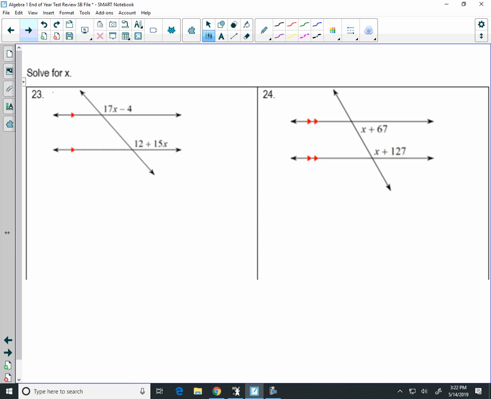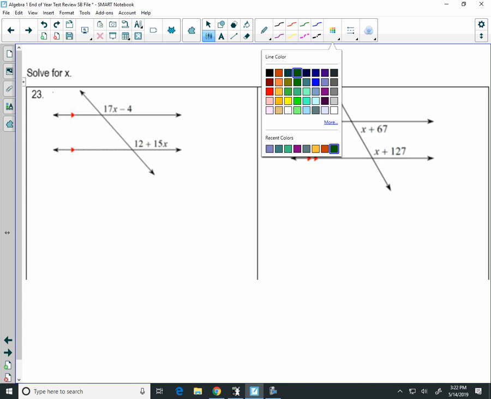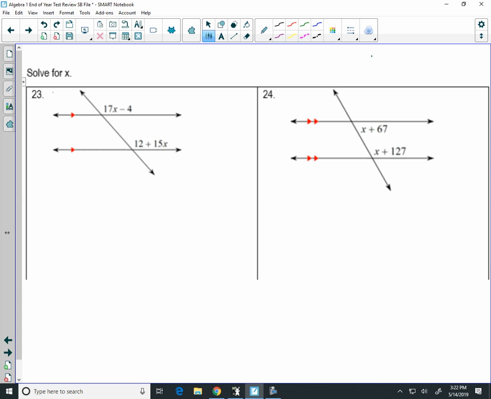Okay, now we're solving for x. These are a little bit more work. We have to think a little bit about the setup. The setup is the important part here. So I'm going to be really careful. Here, this angle and this one. Those are corresponding angles. And corresponding angles are congruent. They are equal. So what I can do with these is set them equal to each other.